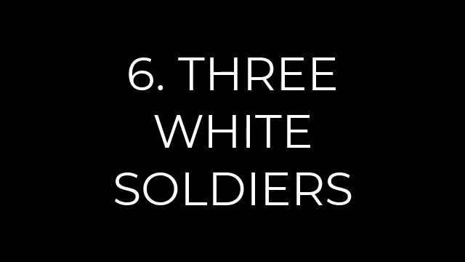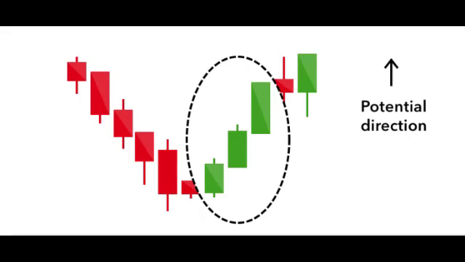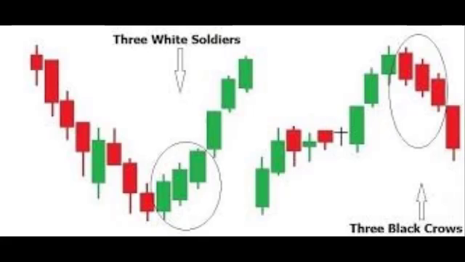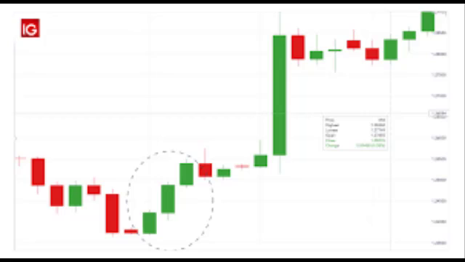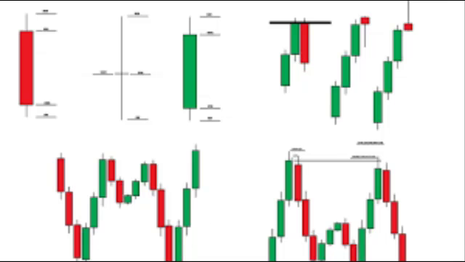3 white soldiers. The 3 white soldiers pattern occurs over 3 days. It consists of consecutive long green, or white, candles with small wicks, which open and close progressively higher than the previous day. It is a very strong bullish signal that occurs after a downtrend, and shows a steady advance of buying pressure.